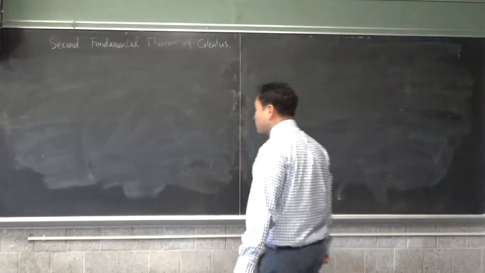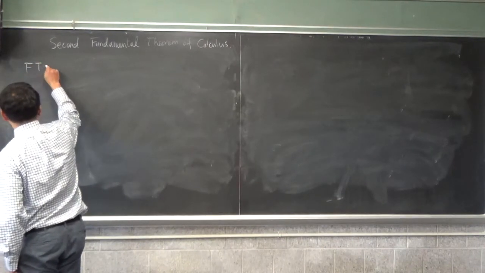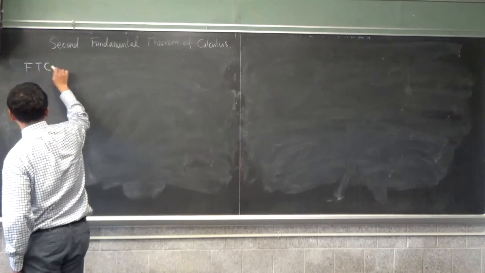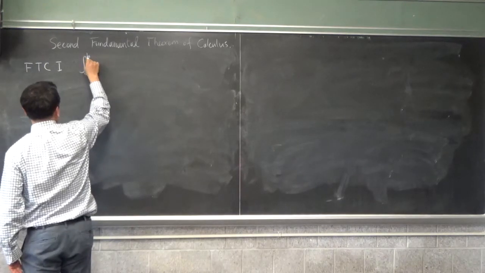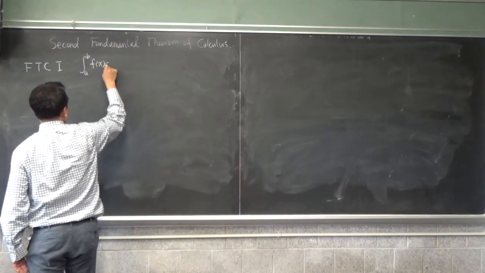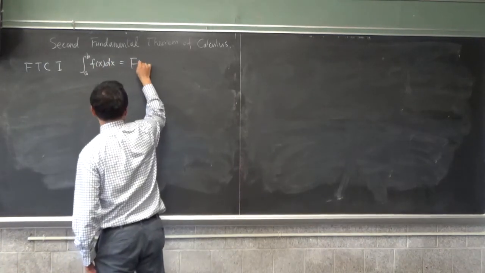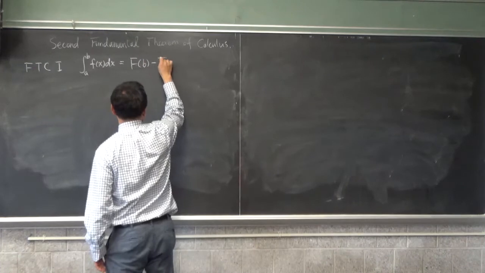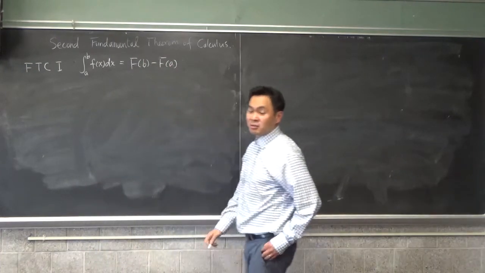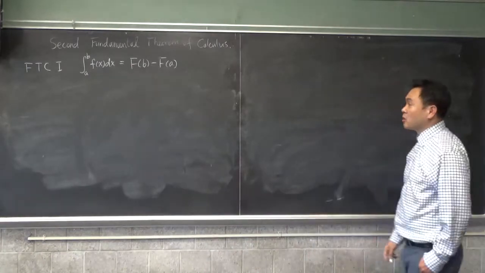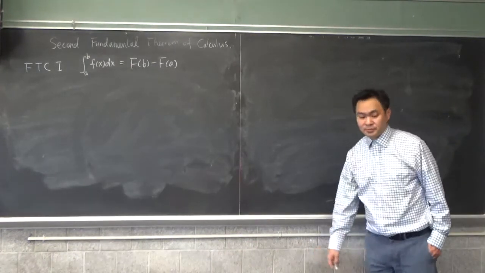Now we talked about the first fundamental theorem of calculus. I'm going to just call it fundamental theorem of calculus 1, which is about the integral of a function from a to b, and you merely have to subtract capital F of b minus capital F of a, where the capital F is the antiderivative. That's the fundamental theorem of calculus.